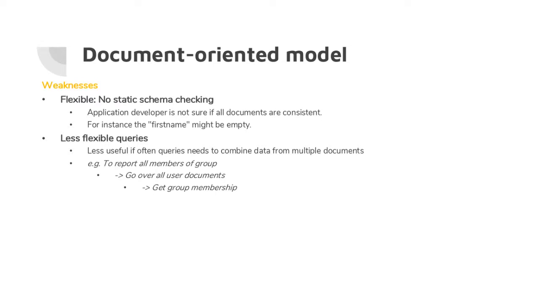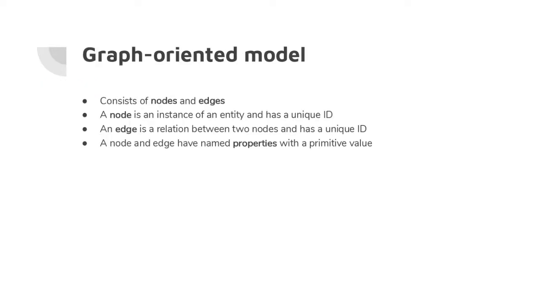So you don't have a way to statically check if all data you expect is there. And also you have a little bit less flexibility concerning queries than the relational model. That's especially the case if you need to combine data from multiple documents. So if you want to have all members of a group, you should go over all user documents, and for each user document, get a group membership out of that, and then aggregate all that information. So that's a little bit harder to do than in the relational model.